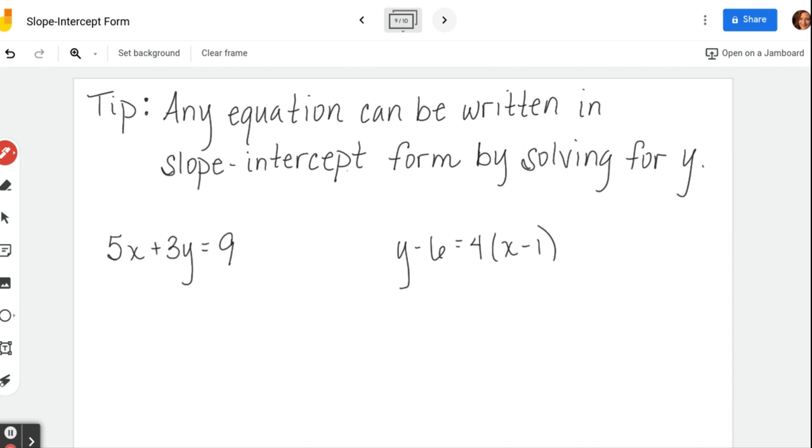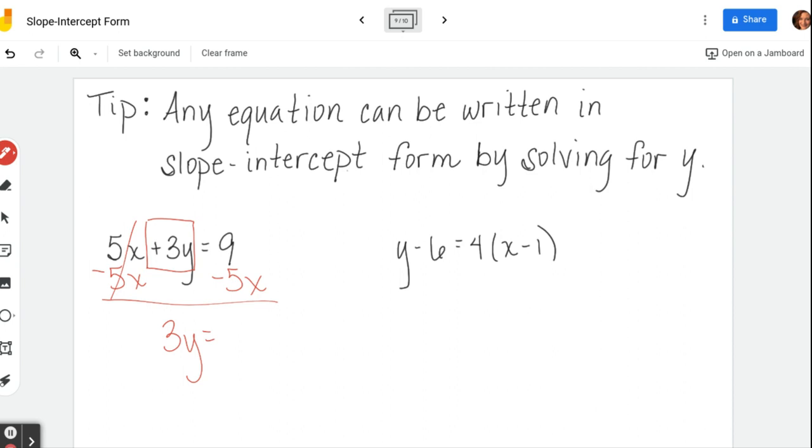The first equation I have written here is called standard form. You have your x, then your y, then equals your constant. To get it in slope-intercept form, I've got to get the y by itself. I'm going to start by subtracting the 5x. On the left, I still have 3y. How about on the right?